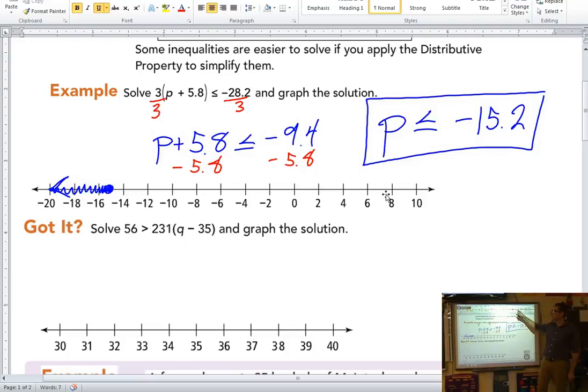Solve the next one on your own. Again, there are multiple ways to do this. It's not right versus wrong. It's just what is your preference.